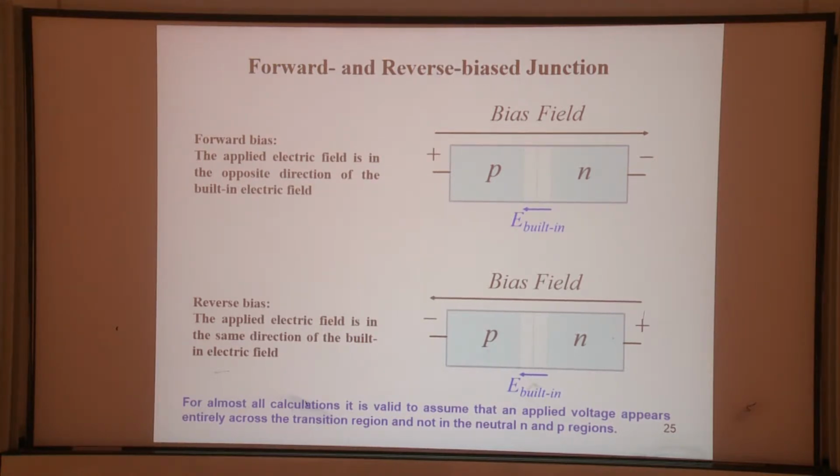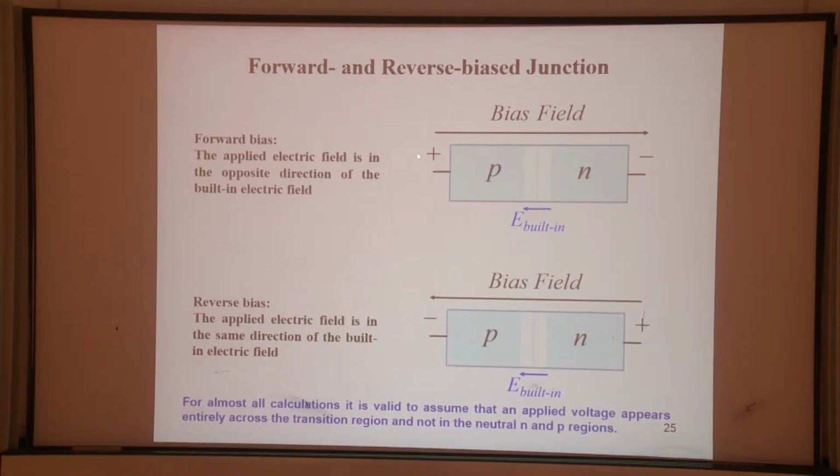When it is not biased, there will be no bias field because I am not biasing it externally. But there will always be a built-in field inside. The built-in field is toward the left. You need to have a feeling for that, so maybe memorize that in this class.